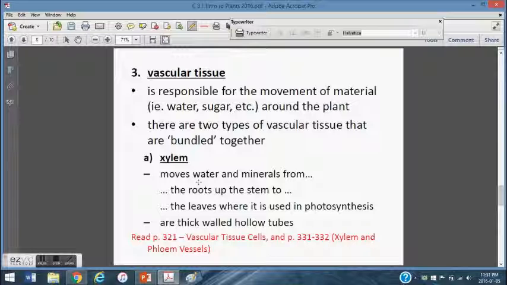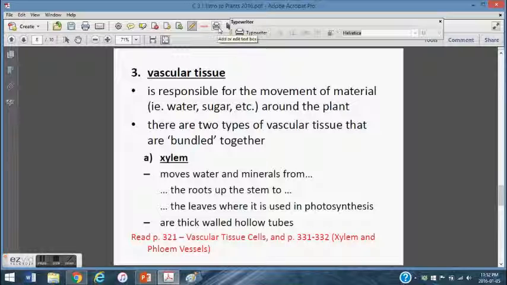We have xylem, which moves water and minerals from the roots up the stem to the leaves, where it's used in photosynthesis. Xylem themselves are thick-walled hollow tubes. Now what I want you to do is read page 321, vascular tissue cells, and then on pages 331 and 332, read the section about xylem and phloem.